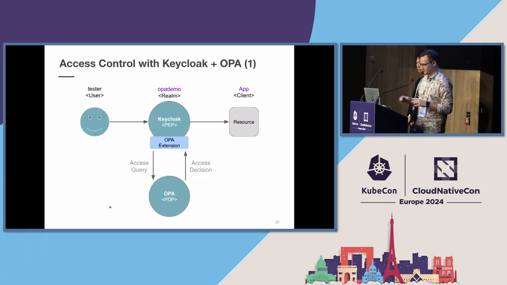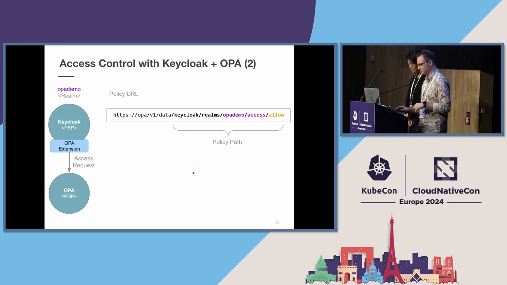And for this, we have the following model. We have our user who lives in a realm called opa-demo in Keycloak that serves as a PEP. Keycloak is in this case equipped with an OPA extension, a small extension that is written in Java and added to the Keycloak server. And Keycloak will also contain a resource like our app that we want to access, a client. And Keycloak is configured with this extension to be able to send access queries to OPA and interpret the access decision afterwards.